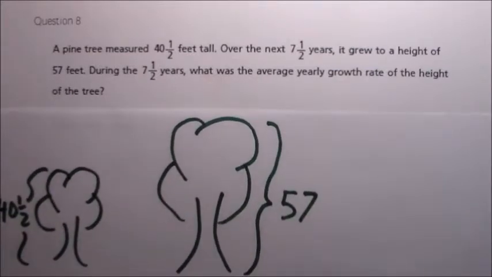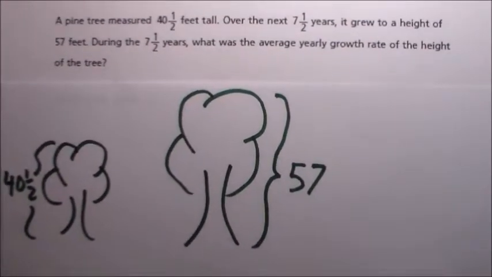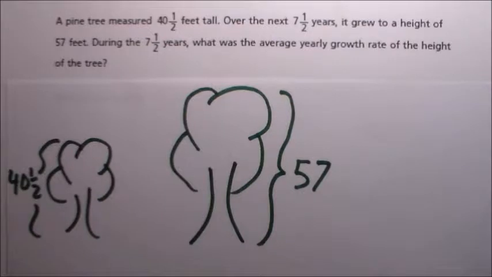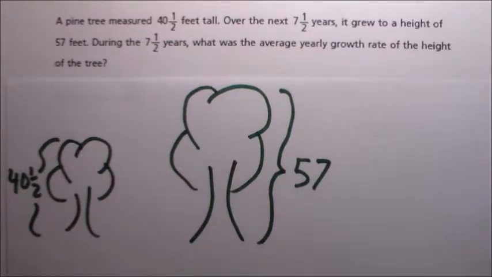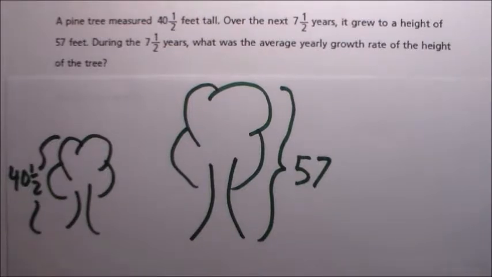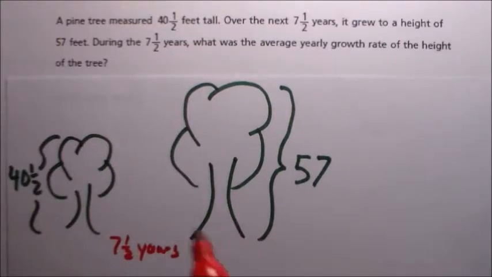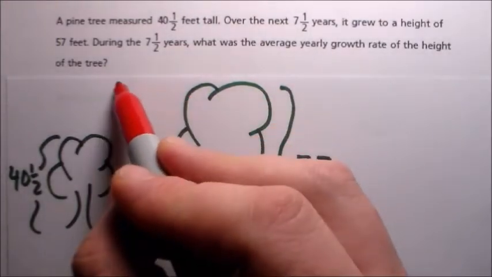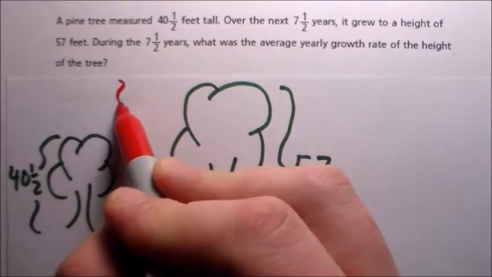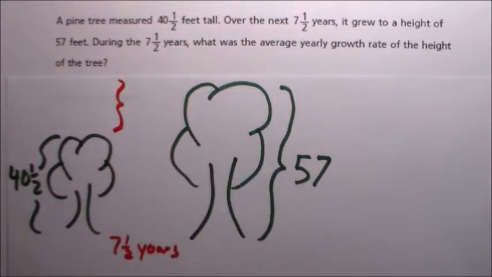We have a tree that originally is 40.5 feet and it grows to 57 feet. I would draw it out as in a picture because when you do that, I think it makes it clearer of what you want to get. And over here, this is 7.5 years. So it goes from here, 7.5 years later, it's up there. We want to get the average height growth per year. So what would that be?